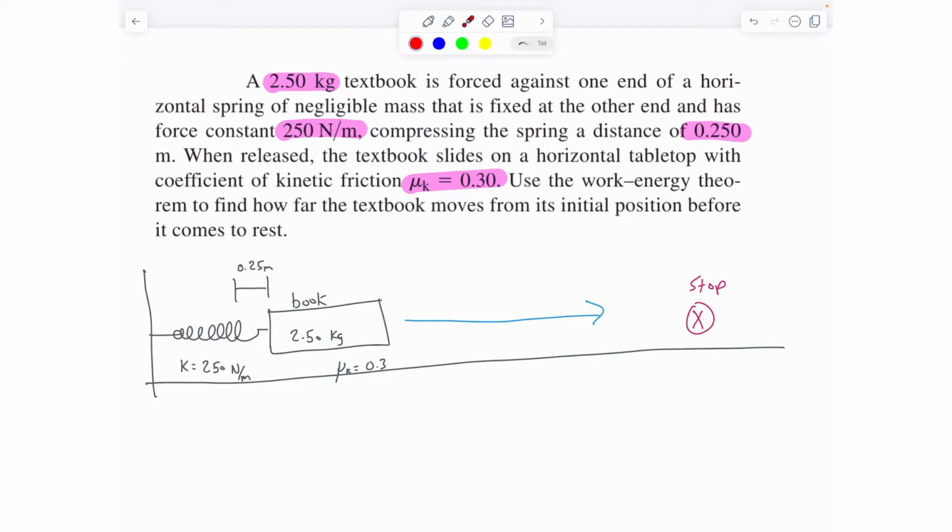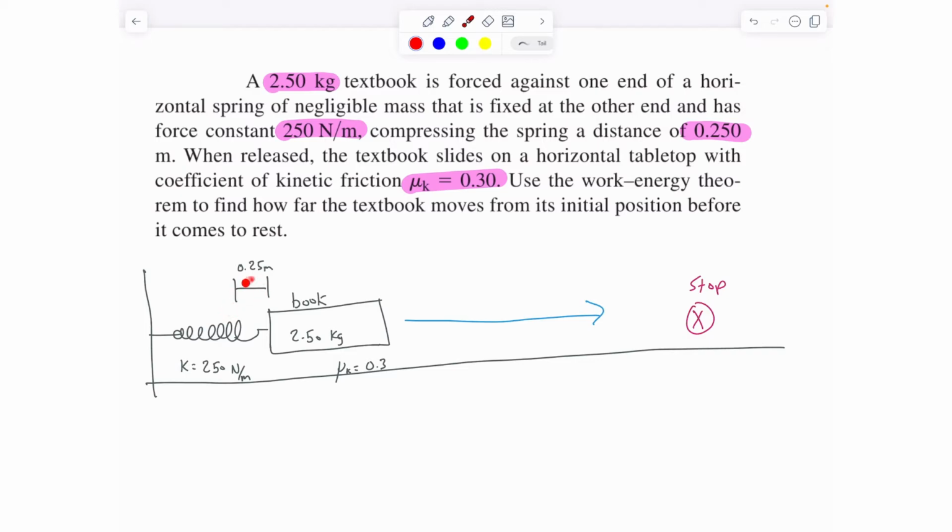Okay, so we have this textbook right here. This is its mass, and it's pushing in on the spring this much. So the spring is compressed 0.25 meters. Now, this is how stiff the spring is: 250 Newtons per meter. That's the constant of this spring. And so the spring is compressed in from its normal place, 0.25 meters.